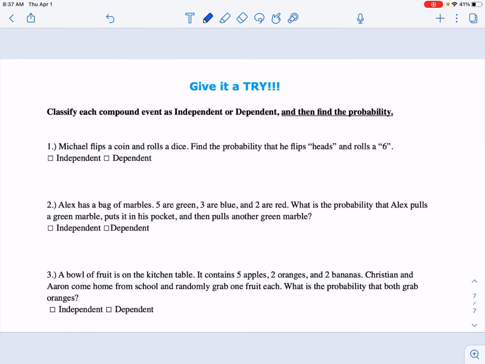All right, so I want you to give these a try. So first, try to identify is each one independent or dependent, and then find the probability of that event happening. Okay, so pause the video, try these 3, and then come back to see how you did.